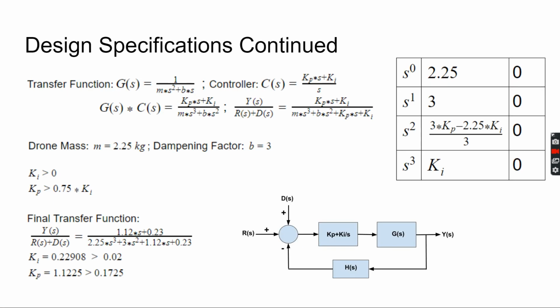We then took our open loop transfer function found in our previous parts, implemented our PI controller, and found that our transfer function was as stated there. We then implemented the mass of the drone, dampening factors, our K values, as well as a BIBO stability to find our final transfer function here in the bottom left that has our numbers in it. That describes our whole system.